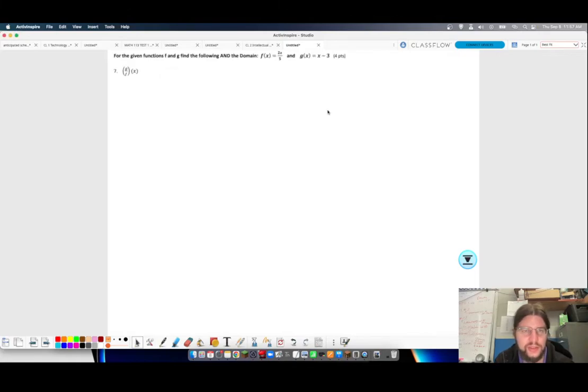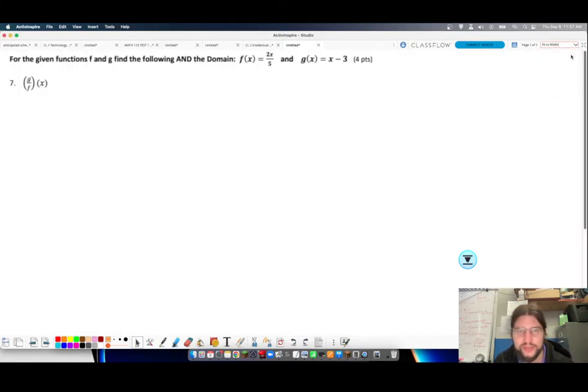So first question the cotton ball asked for was number 7. It says for the given functions f and g, find the following and the domain. So here's f, here's g. Neither of them have a restricted domain, so we don't have to worry about that. But if we divide g by f, f can't be 0 because the denominator can't be 0, right? So for my domain, 2x over 5 is not 0. So that means x is not 0, right? Do a tiny bit of basic algebra and you get x is not 0.